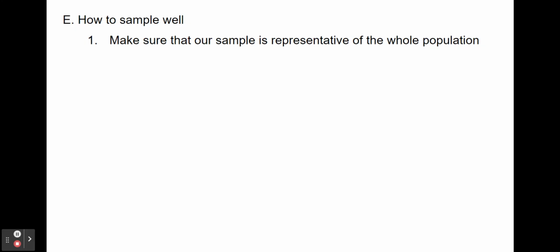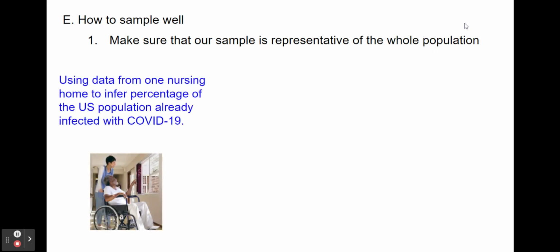Number 1, we need to make sure that our sample is representative of the whole population. Here are some examples of when it wouldn't be. What if we use data from one nursing home to infer the percentage of the US population already infected with COVID-19? This would be a bad sample because the people in the nursing home are going to be a very particular age, and COVID's also going to be spreading through that population very differently than it will through the entire US. We need a sample that's more representative of the ages and the spread pattern of the whole US.